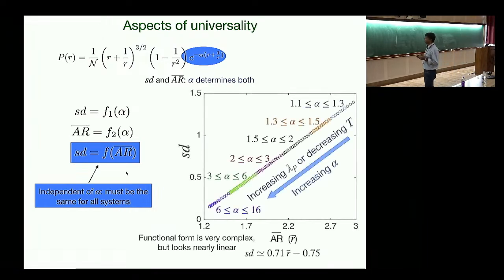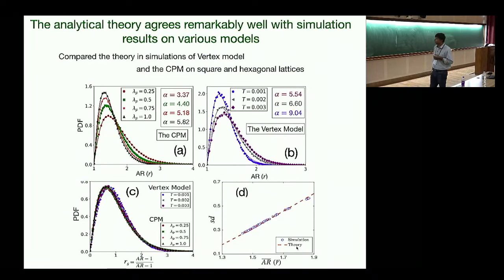And this is what it looks like if I plot from the analytical expression. The actual expression is quite complicated, but it looks nearly linear. If I fit a linear expression, it looks like 0.71 R minus 0.75. Now we tested these results in our simulations. We simulated both the cellular Potts model and the vertex model. In the cellular Potts model, I'm showing one particular parameter that we are changing, lambda p. Here I'm changing temperature, but we also tested other parameters.